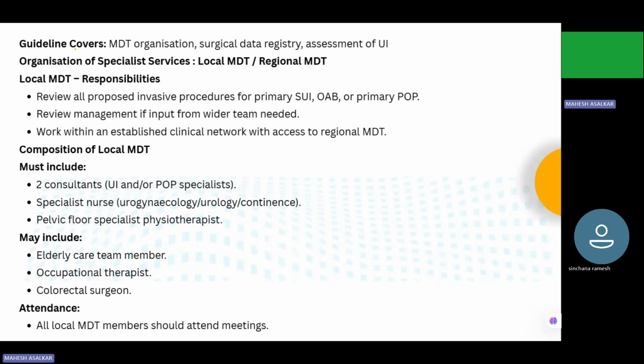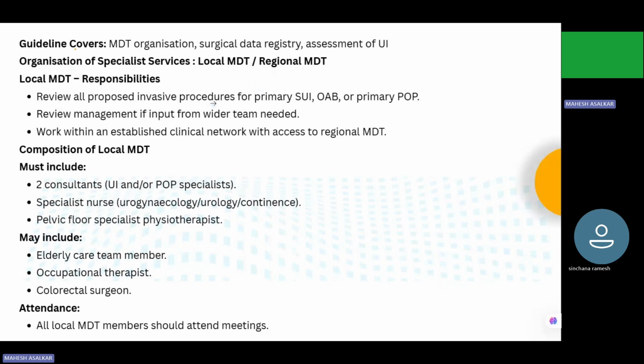There are two types of MDT. One is a local MDT and another there can be regional MDT. Please understand these concepts well, because the composition of the local MDT is different and the composition of the regional MDT is different. Sometimes they can ask you which of these is not a part of local MDT or who is a part of regional MDT, etc. So we need to know what is the composition of the local MDT and what is the composition of the regional MDT. So what exactly does this local MDT do?